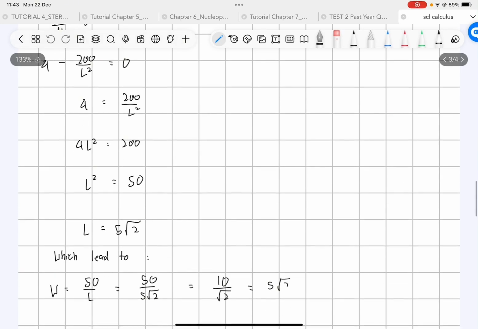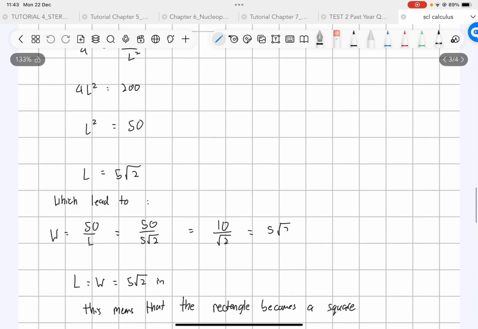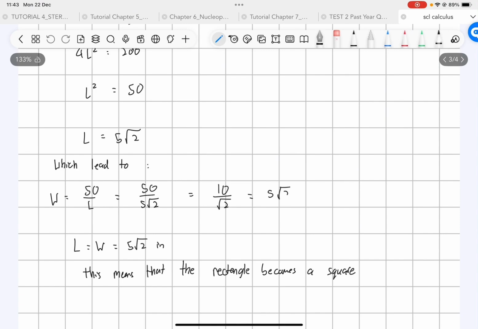And we get that L is equal to 5 root 2, which leads to W equals 50 over L, equals 50 over 5 root 2, equals 10 over root 2, which is also 5 root 2. So we get that L is equal to W equals 5 root 2 inch. This means that the rectangle becomes a square.